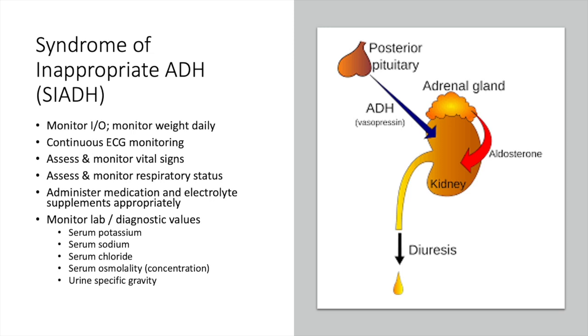volume overload. Because the key here with SIADH is that the process of diuresis is complicated. It's slowed down, in some instances even perhaps stopped. And so you have this accumulation of fluids in the body, which would give you fluid volume excess. And all the things that are associated with fluid volume excess, like hypertension.